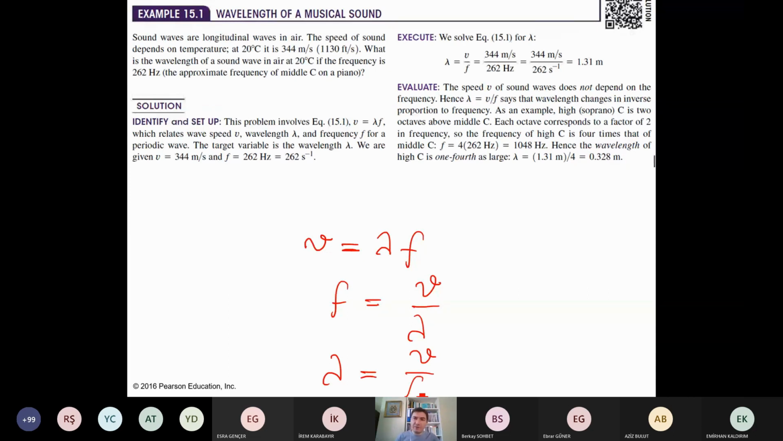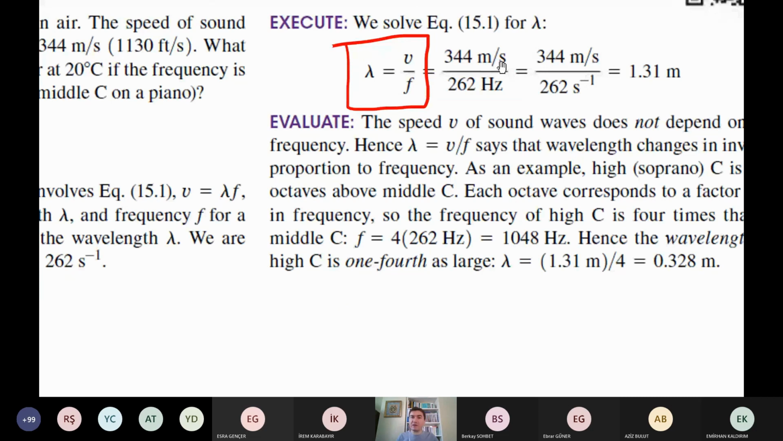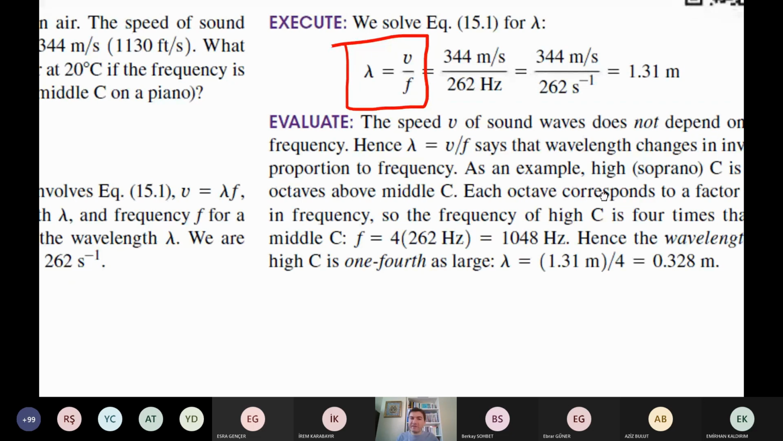So we know the speed of the sound in air at certain temperature. It is given with 344 meters per second. Frequency is given, 262 hertz. You can write it in cycles per second. Okay, then you can find the wavelength of the sound waves. It is 1.31 meters. So I have asked you what is this middle C, high C in piano.